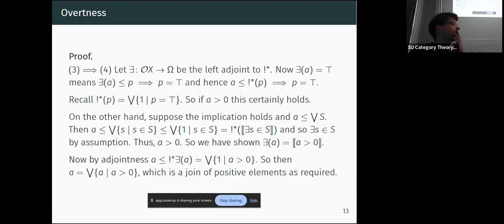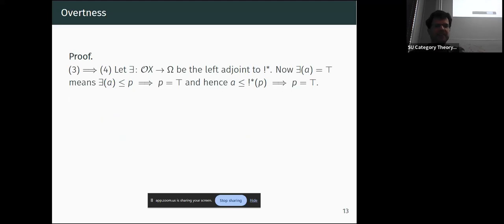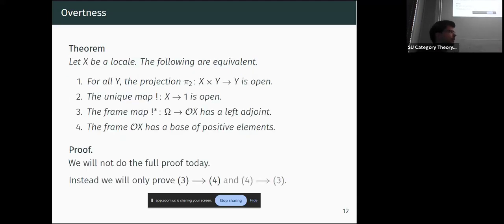Okay, are there any questions? So this is, of course, a technical proof, but I thought it was worthwhile because it gives us an interesting result about overtness.